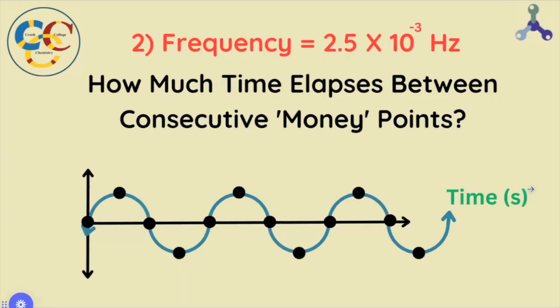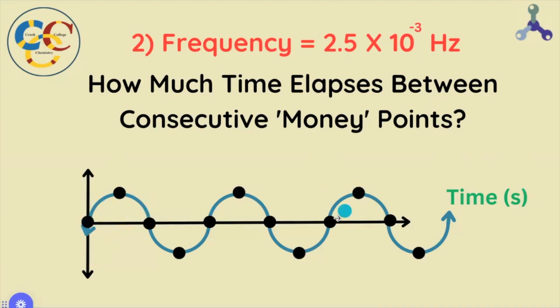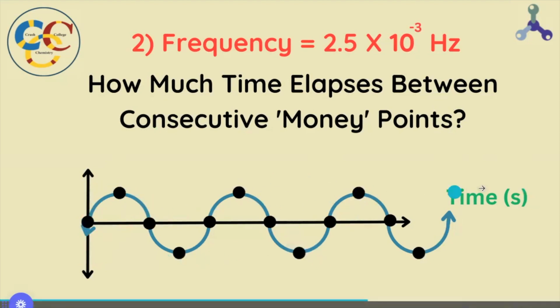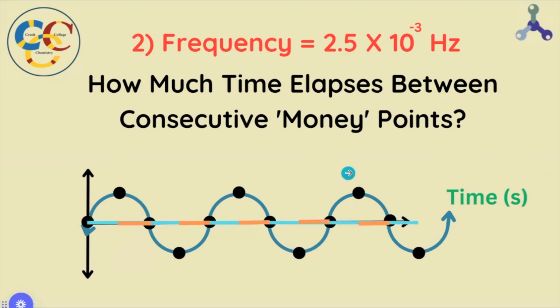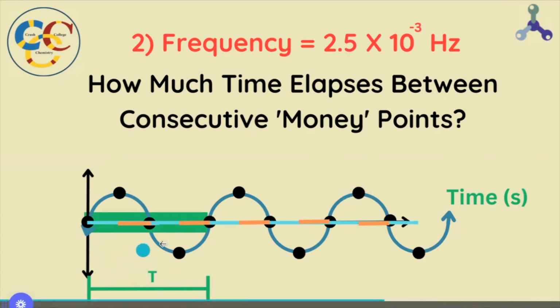Our next question is to figure out, based on our given frequency, how much time is between each one of these money points. Now, the money points are when the displacement is 0, a max height, or a min height. The orange and blue lines each represent the time length we're talking about. It also just happens to be 1/4 of T, 1/4 of the entire period.